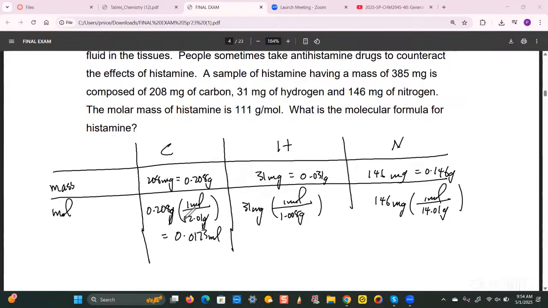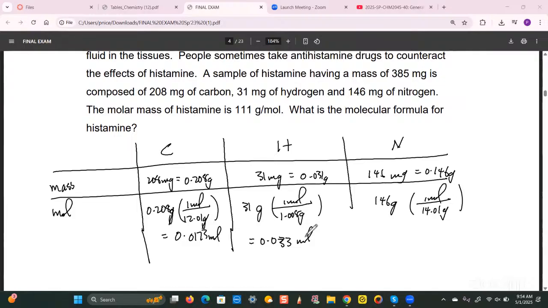Oh, I'm sorry, my bad, yeah, you're right. Okay, so this should be grams and this should be grams, thank you. Grams, okay, yes. 31 divided by 1.008, and I got 0.033 moles.